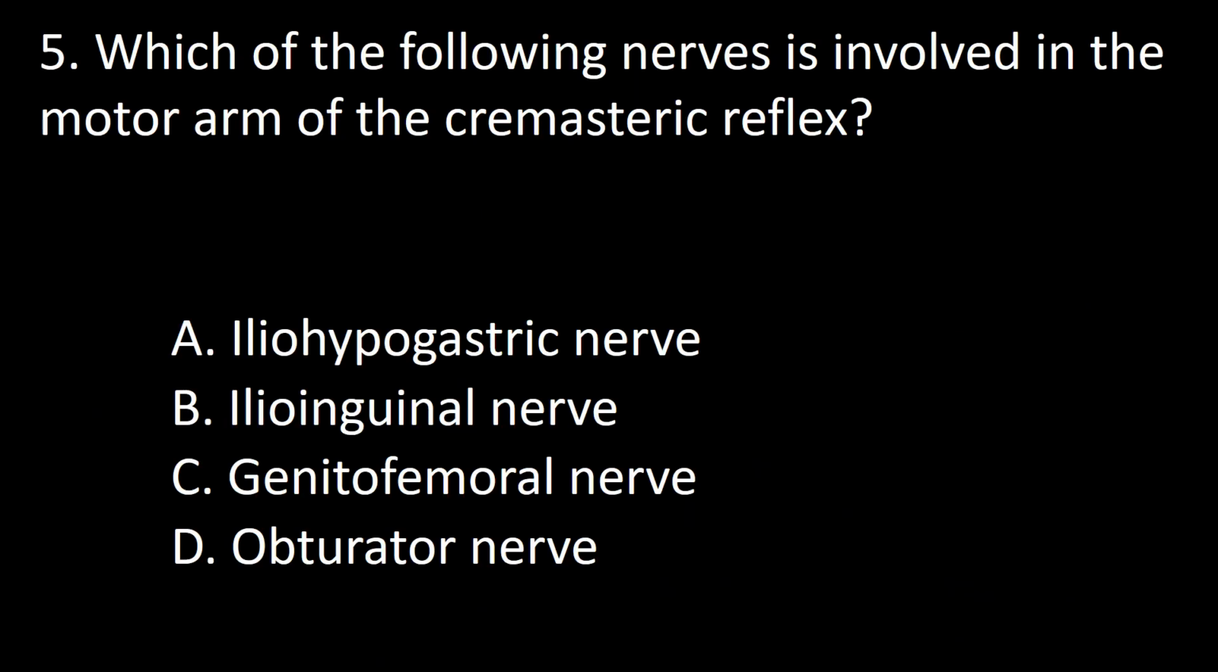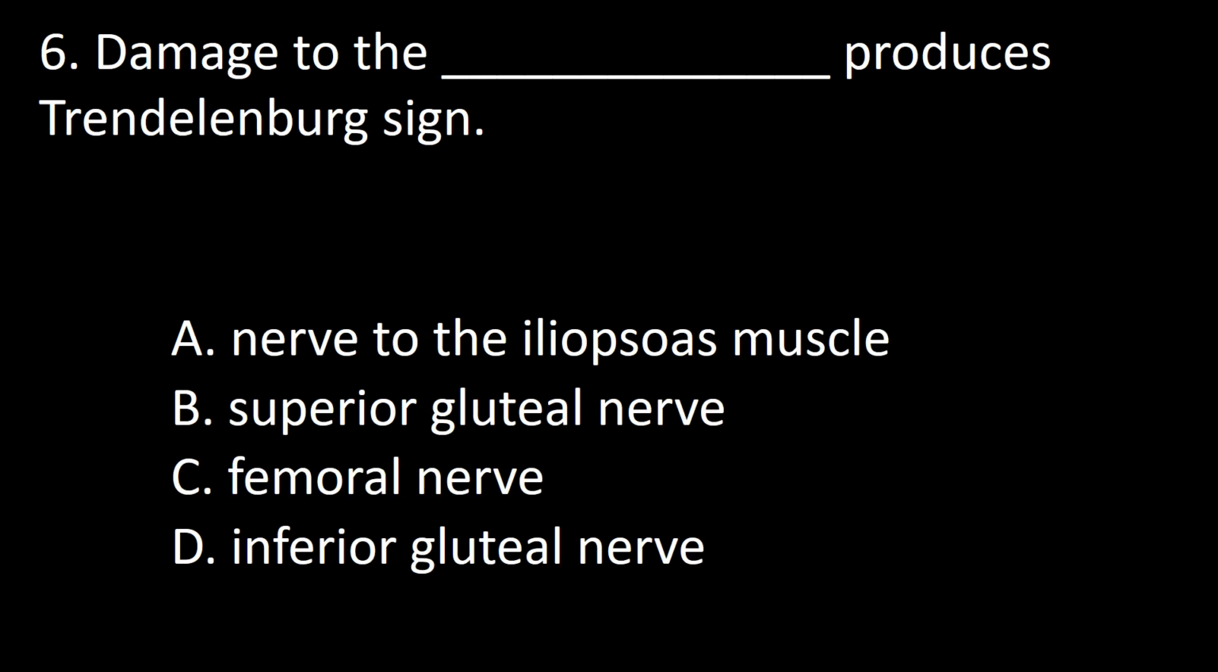So the answer to this question is C. Next question. Damage to the dash produces Trendelenburg sign. A. Nerve to the iliopsoas muscle. B. Superior gluteal nerve. C. Femoral nerve. D. Inferior gluteal nerve.